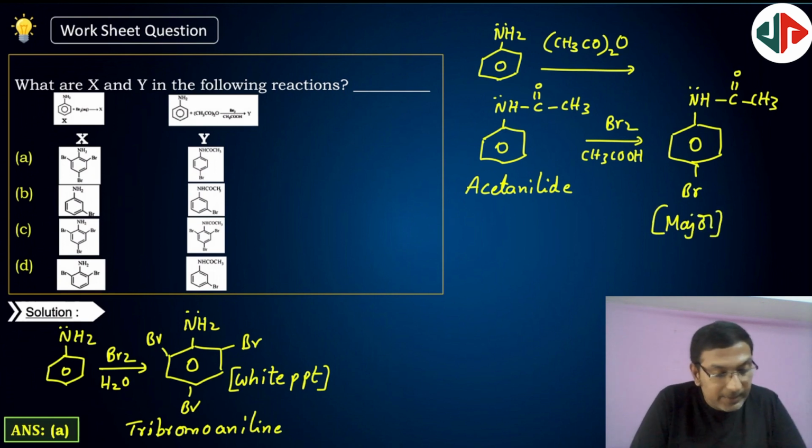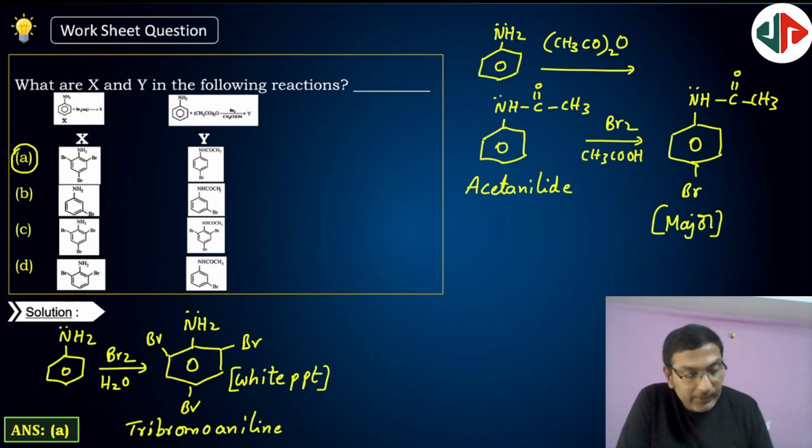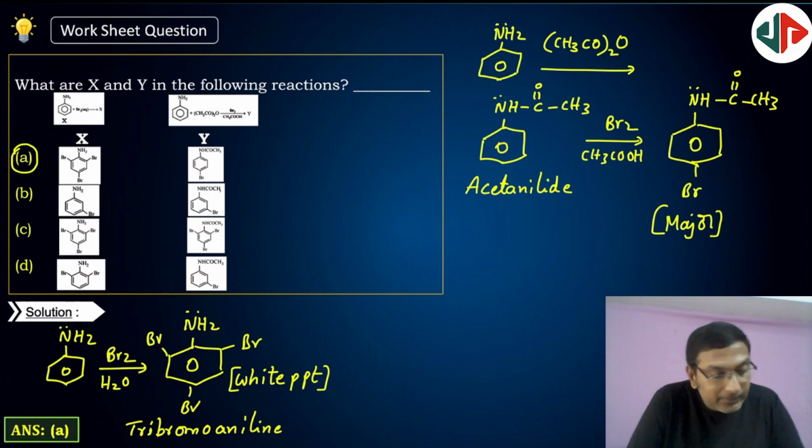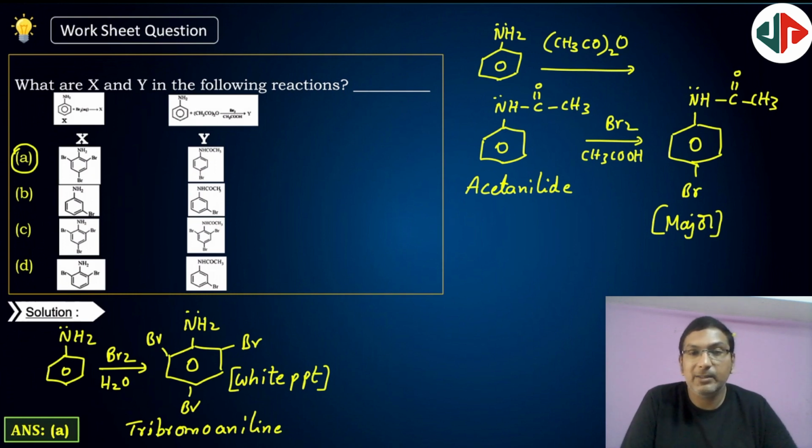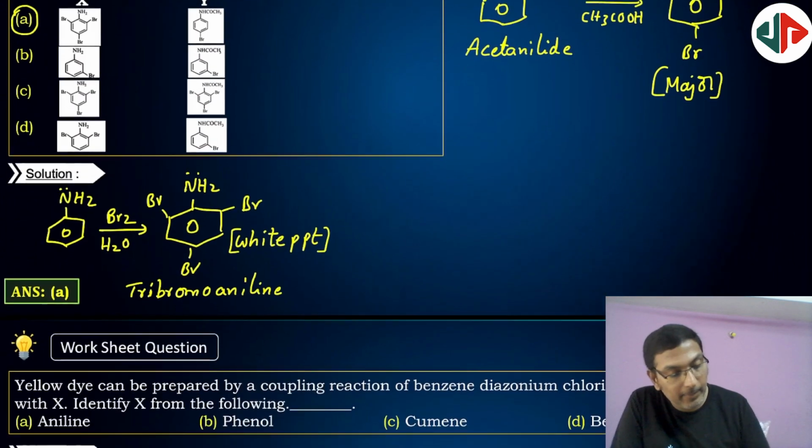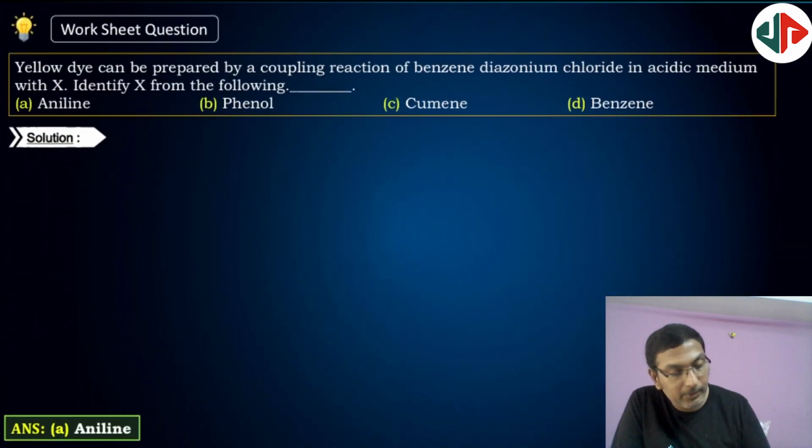Now check the options. Option A. First white precipitate test for aniline. Next, second reaction, first acetylation that gives acetanilide. Next bromine substitution, electrophilic substitution only at para position. Para isomer is major due to bulky group at ortho. Next.